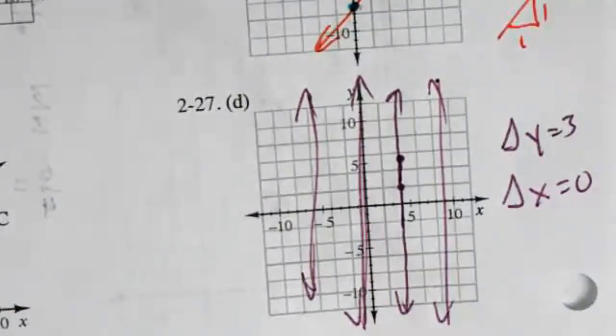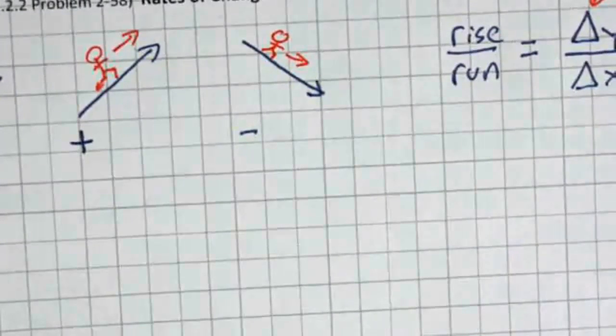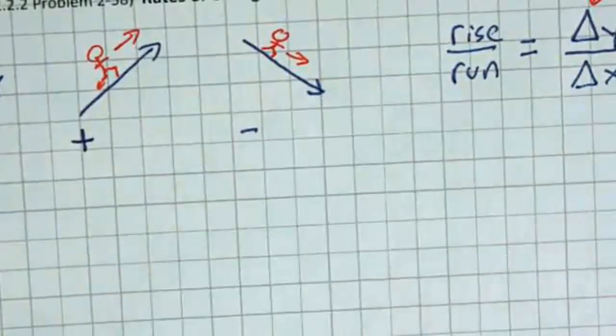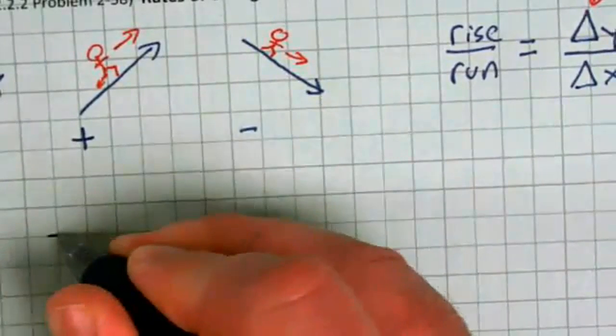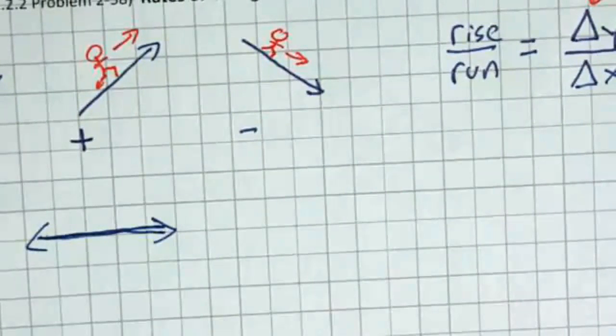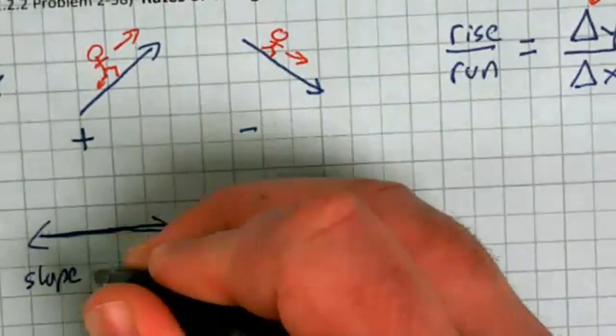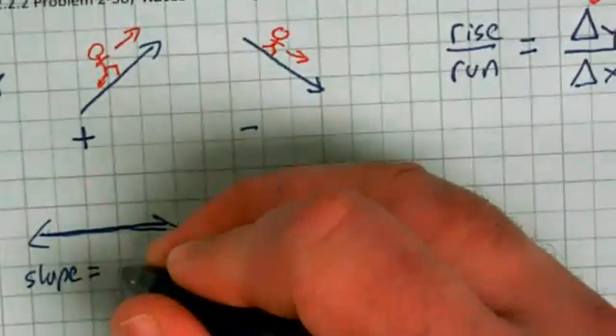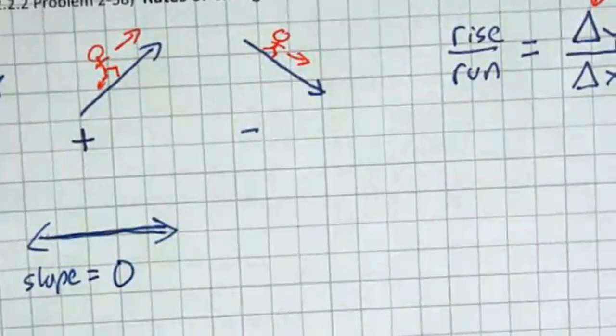All right, I want to write down a couple more quick notes in our packets here. So we saw a couple of weird cases today. If a line looks like this, it's a positive slope. If a line looks like this, it's a negative slope. If a line looks like this, it's a horizontal line. What is our slope? We saw one of these today. If it's totally flat, slope is 0. It's not positive, it's not negative, it's 0.